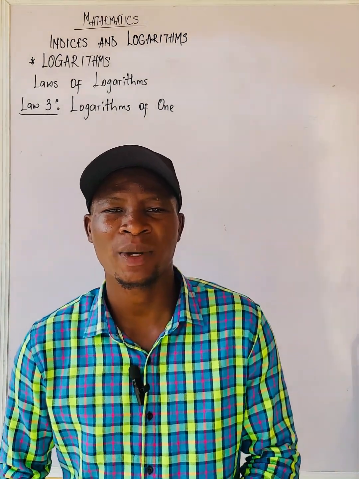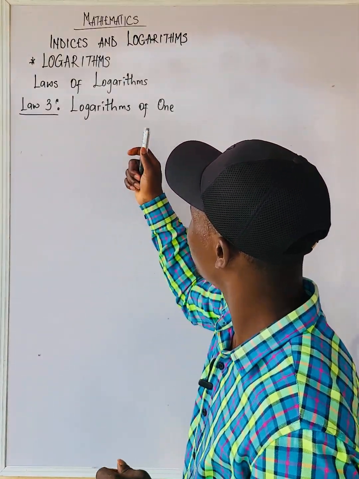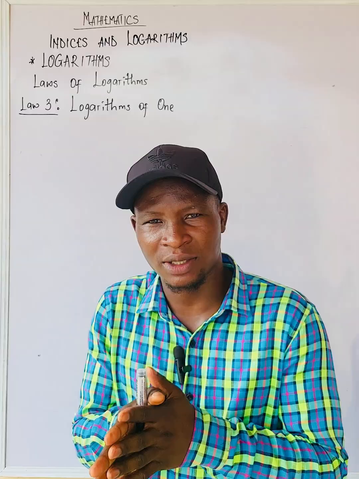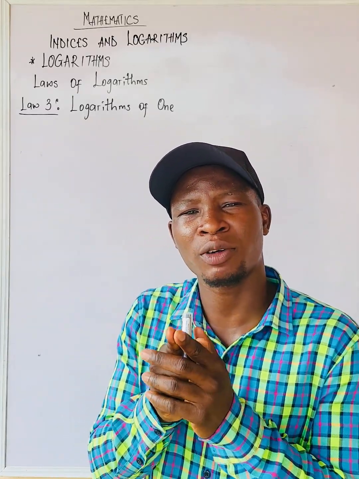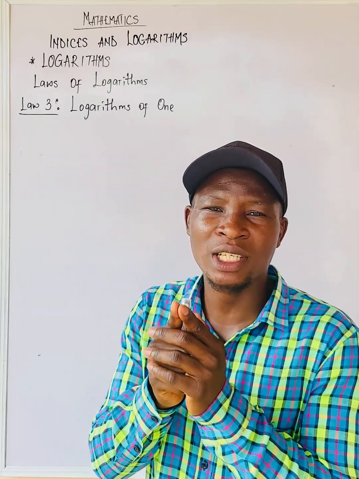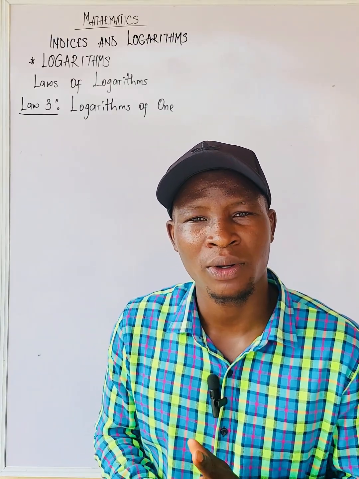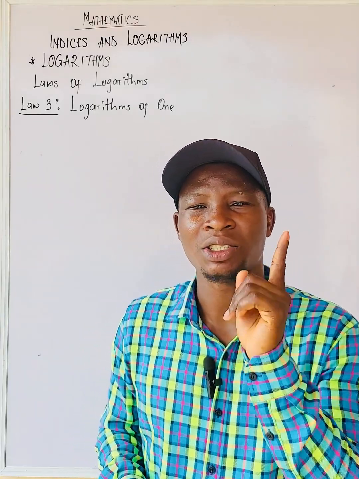Welcome back. So we are still under logarithm. Going to the third law: logarithm of 1. What is this law trying to tell us? The law is telling us that if 1 is the number of a logarithm of any base, the result will be 0.